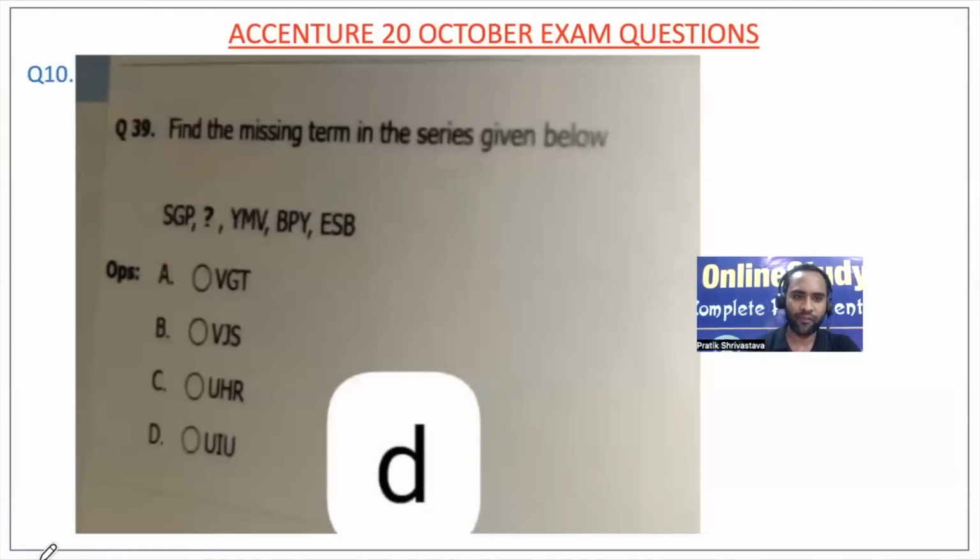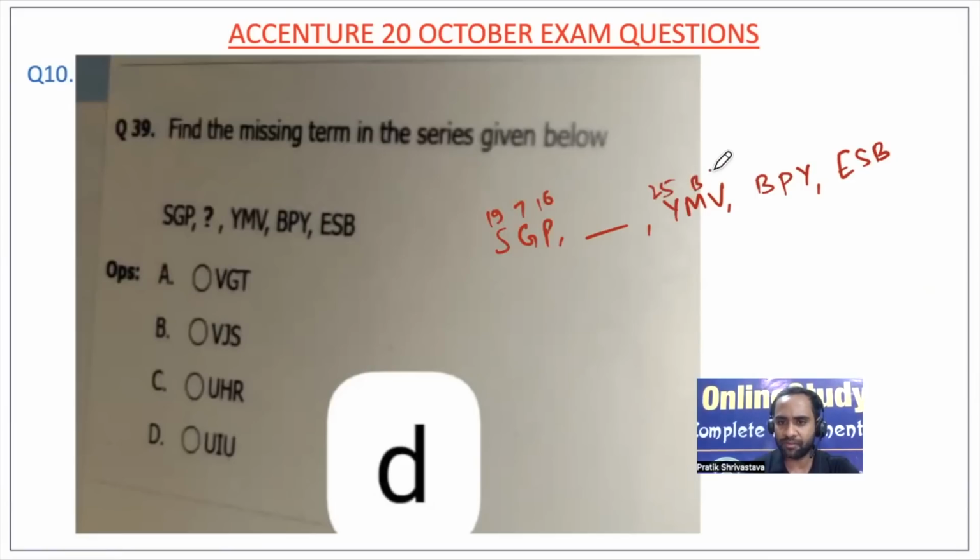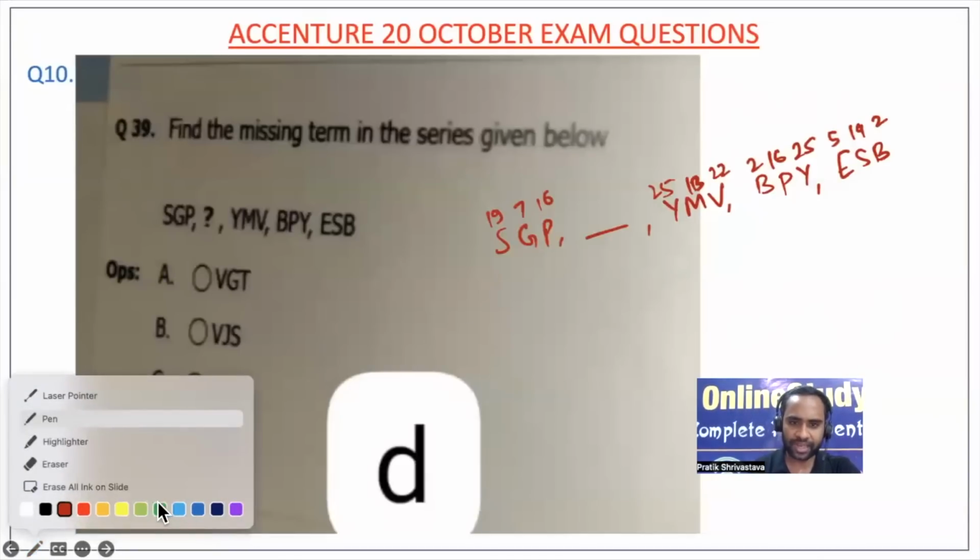Then find the missing term in the given series below. So we have here SGP, and then we have YMB, then BPY, ESB. So S is 19, G is 7, P is 16, Y 25, M 13, B 2, P 16, Y is 25, E is 5, S 19, and B is 2. Fine, no problem. Now we will try to see the logic here, and then we will solve.